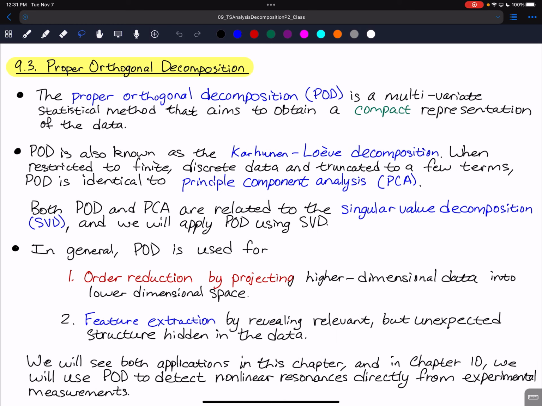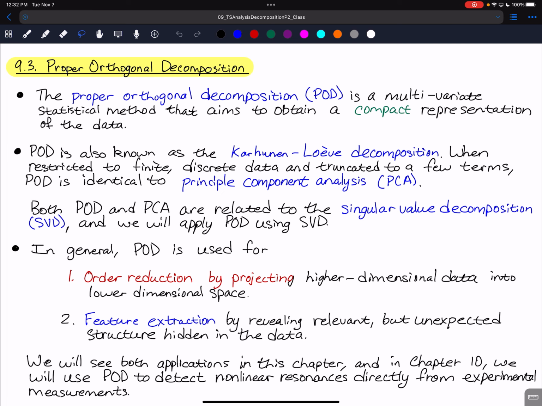Okay, so like I mentioned, we're going to do proper orthogonal decomposition today. This is a multivariate statistical method, and it's really aimed at trying to extract from the data a simplified or compact representation of that. So POD has many, many different names. One of the more common ones is the Karhunen-Loève decomposition. And if you ever read a paper on POD, they tend to cite like 6 papers from the 1950s and 60s of the people who created this algorithm.